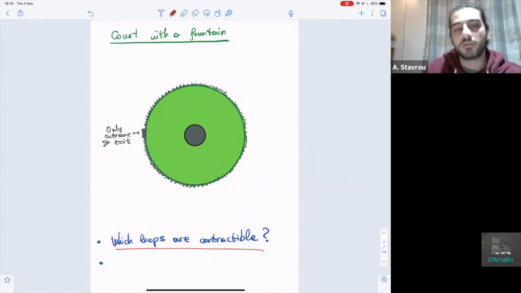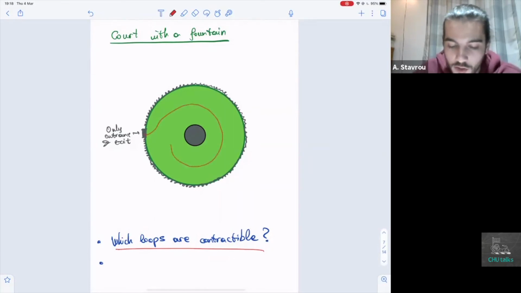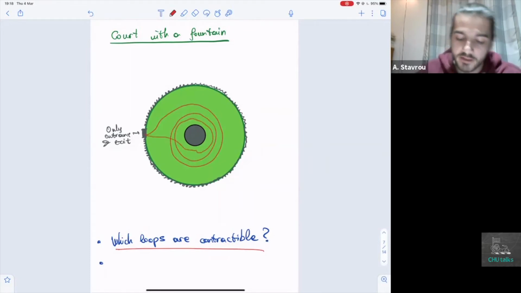Right. So this seems reasonable to explain, right? And you can even do something more. You can even start from here, go around. You can go many times around. I think I went 3 times around here and I went back. So this path went 3 times around. And so when you pull, then the rope will tighten around the fountain 3 times.